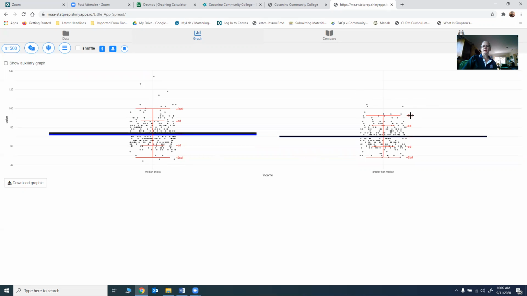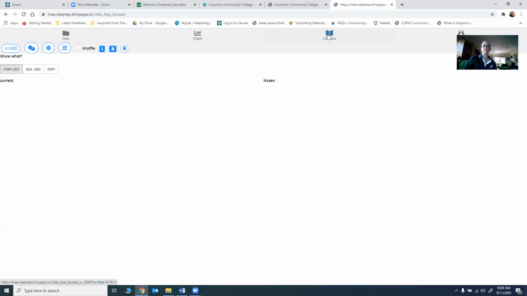Same here. If your income is above the mean, this is what your pulse rate would be, and you've got some unusual values here. So this is what the standard deviation does: it tells you how spread out the values are. The smaller the standard deviation is, the less spread out the data is. The larger the standard deviation, the more spread out they are, because 1 and 2 standard deviations would be a lot longer for a bigger standard deviation.